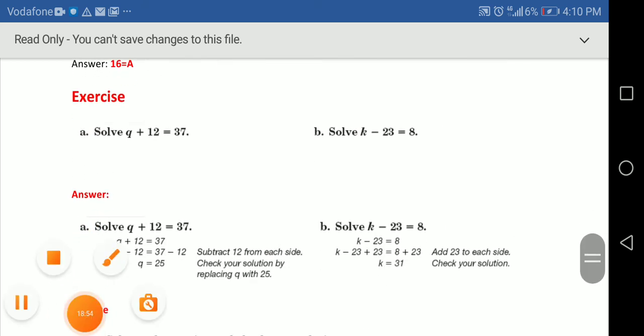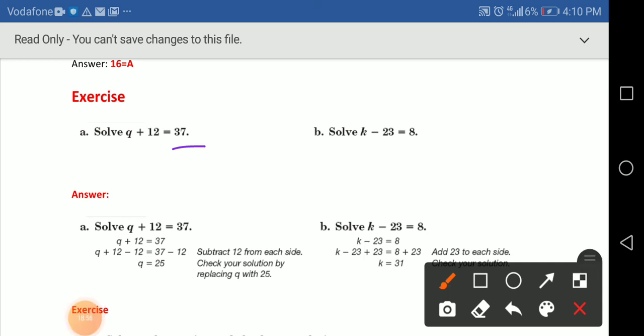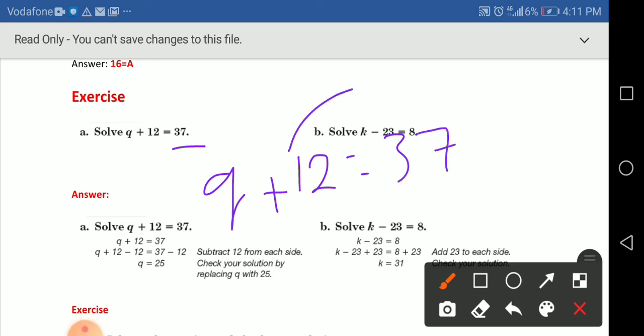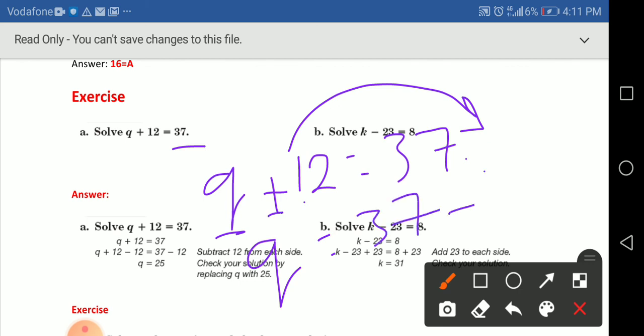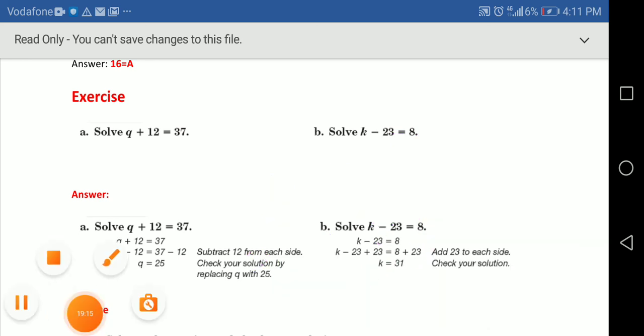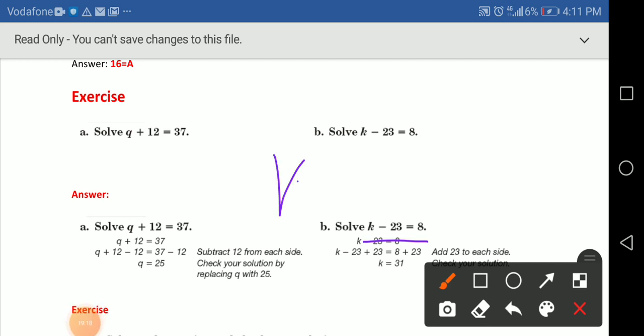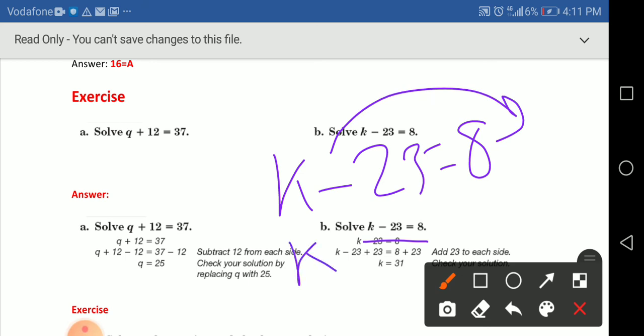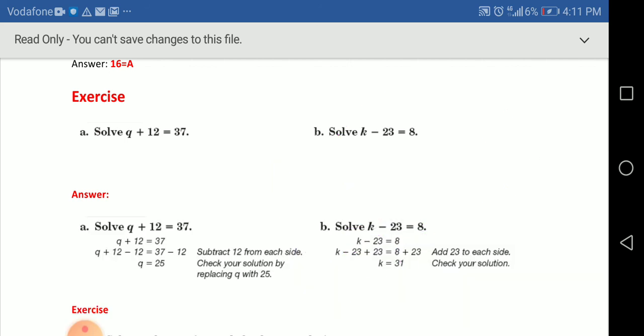Solve here: q plus 12 equals 37. Let's solve it together, guys. I want to get the value of q. q equals what? 12 goes to the other side as negative, so 37 minus 12. So q equals 25. What about this one? k minus 23 equals 8. How can I get the answer? 23 goes to the other side with a positive sign, so it will be 23 plus 8 equals 31. Right? Easy one.